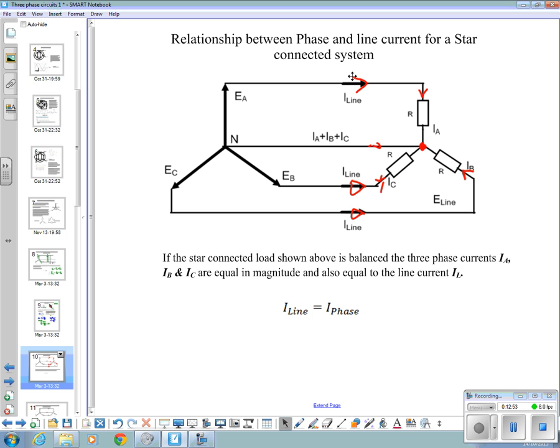I've got a summary slide, but in our star connected system, the line voltage and phase voltages are different, but the currents are equal to each other. The line voltage is always bigger, so that's root 3 times the phase. Phase voltage is always smaller, so it must be the line voltage divided by root 3.